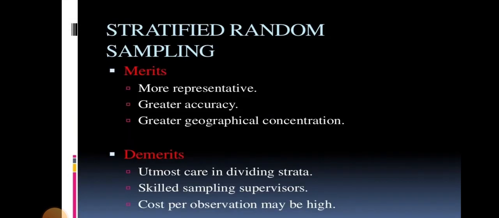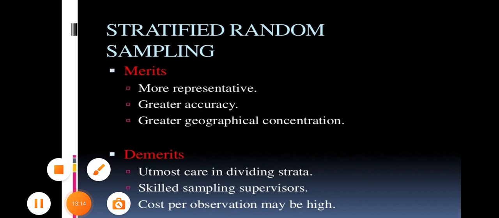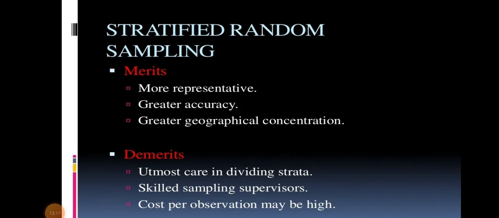In stratified random sampling, the merits are: it is more representative, it has greater accuracy, and it has greater geographical concentration. It is more representative because we have already divided the population into various groups, so we have different representatives. The second one is greater accuracy. And greater geographical concentration, because we are taking population from various areas, so various geographic concentrations can also be accomplished in this.